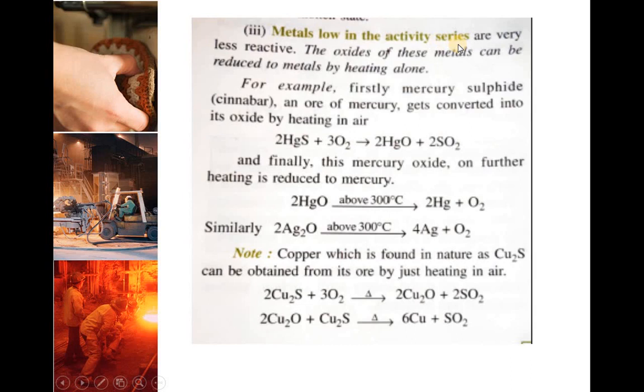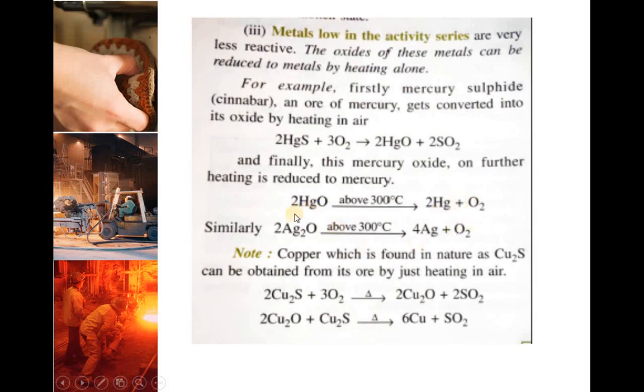Metals low in the reactivity series are very less reactive, like mercury, copper, etc. The oxides of these metals can be reduced to metals by heating alone, like mercuric sulfide. If you have cinnabar, when it reacts with oxygen, it will be converted into oxide. Mercuric oxide at about 300 degrees Celsius will give you mercury and oxygen.